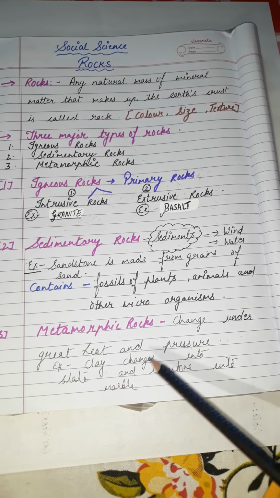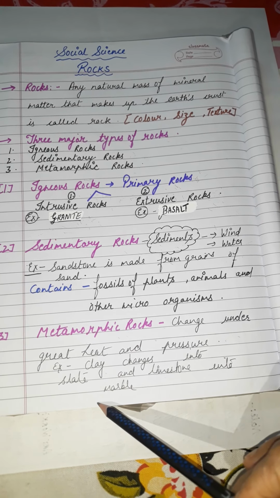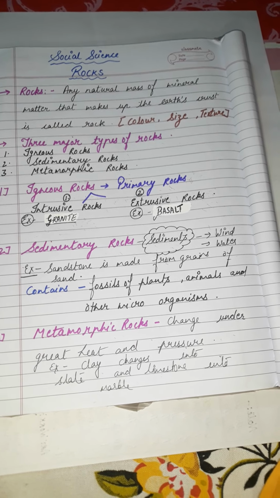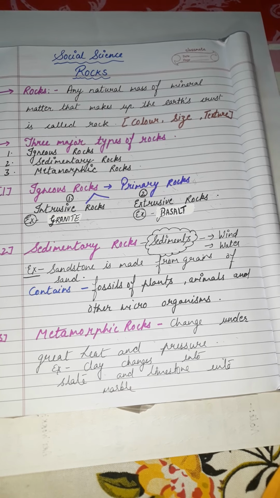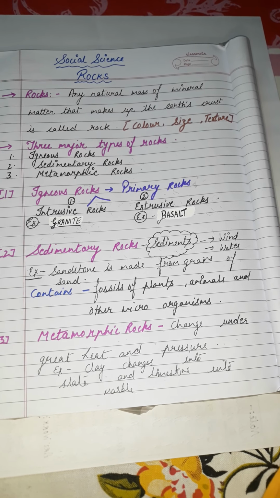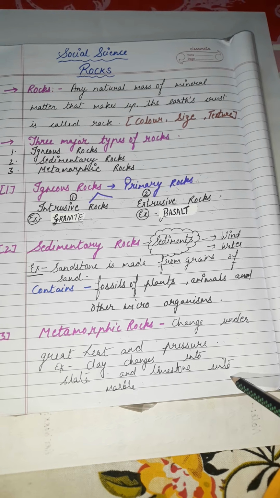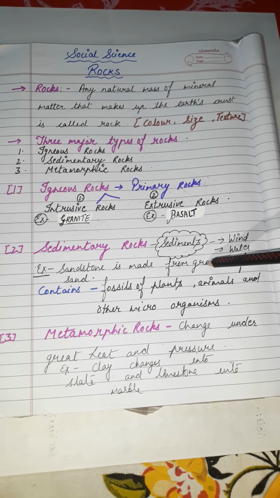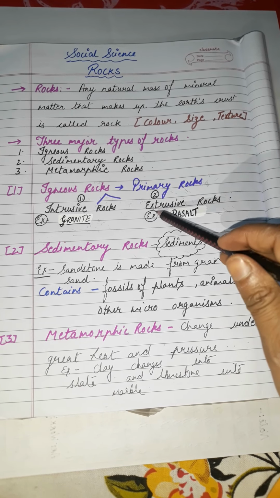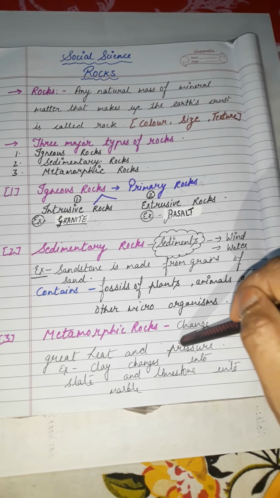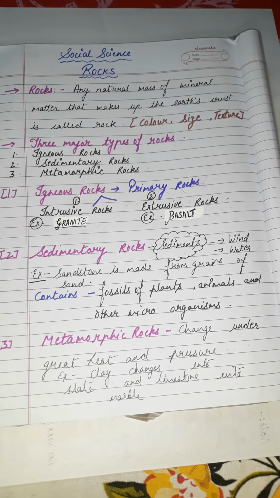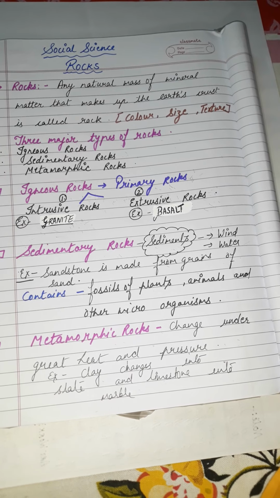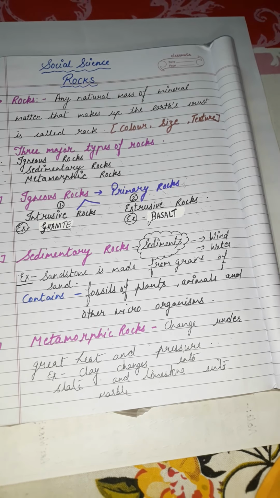Examples: clay changes into slate and limestone into marble. These two examples. So all of you got it about three types of rocks: igneous rocks, sedimentary rocks, and metamorphic rocks. And in my next video tutorial, I will explain about why rocks are very useful to us and about the rock cycle also.